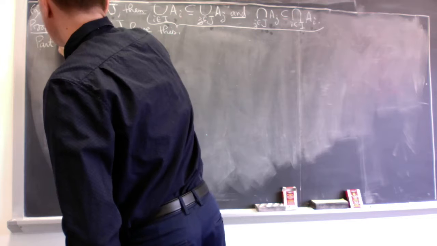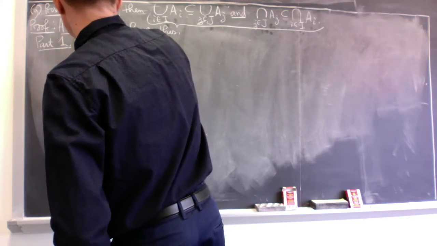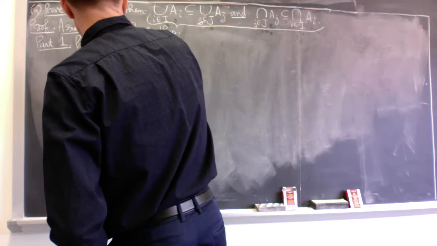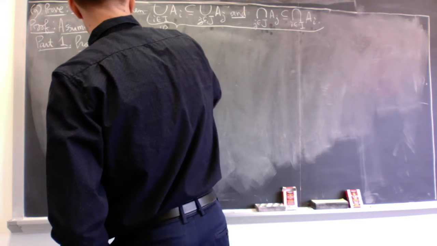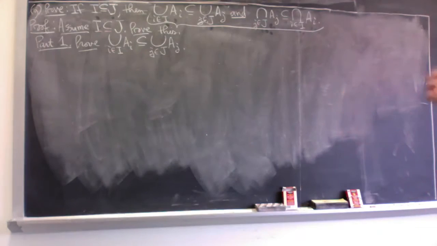Part one, prove the first thing. The union over i in capital I is a subset of the union over j in capital J of these A's. Again, all these A's have been fixed in advance. I is fixed, J is fixed. Index sets are non-empty, even if I didn't write that on the board. Okay, so how do we do this?